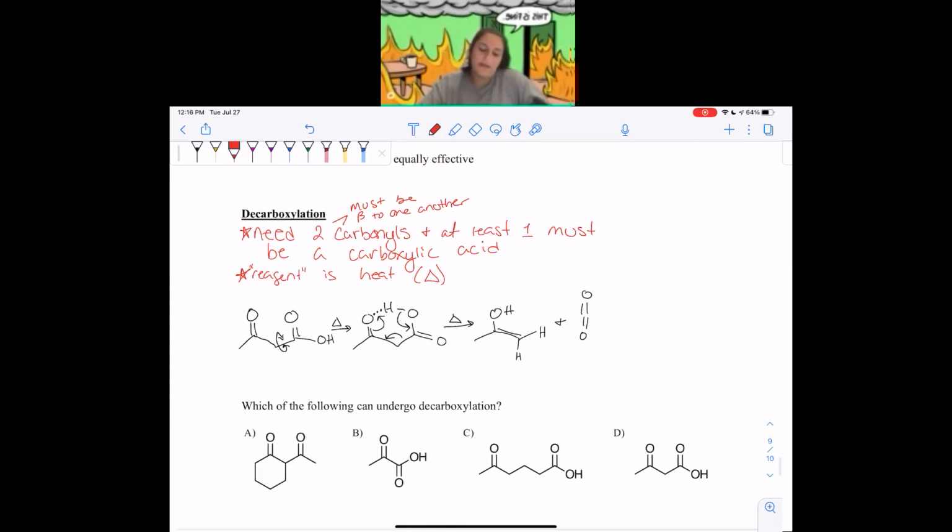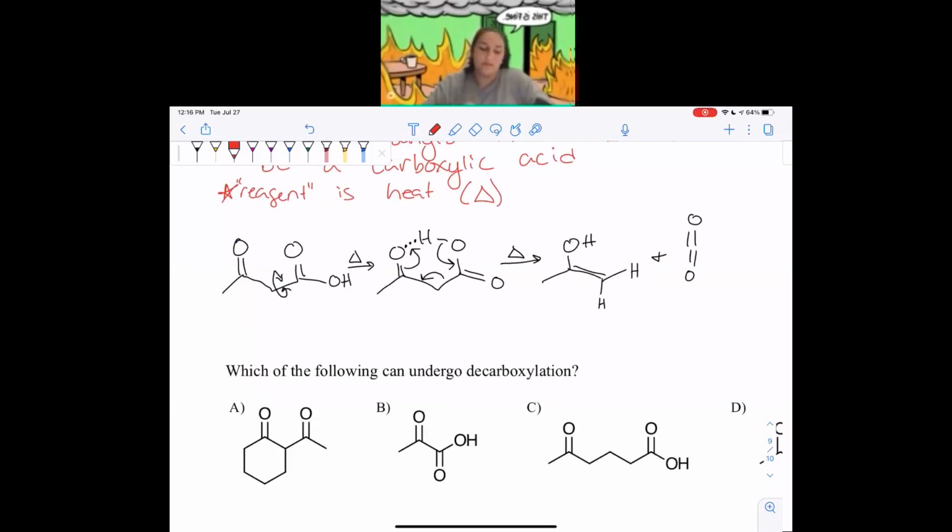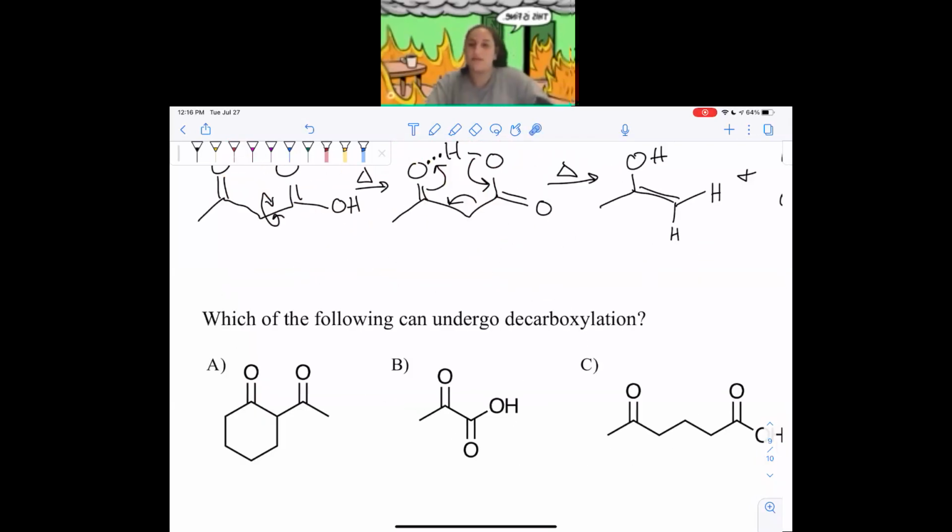So if we go down to this question, it's asking which of the following can undergo decarboxylation. So we know that we need two carbonyls. All of these answer choices check out. We know that the two carbonyls need to be beta to one another. So yes or no? Are these beta to one another? And then someone asked a question. I will answer that in just one second. I just want to go through this question first. So yes, these are beta to one another.